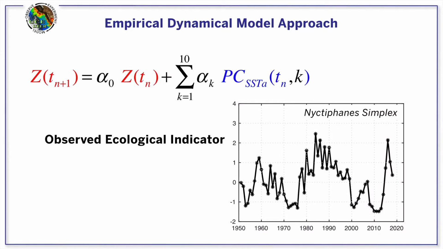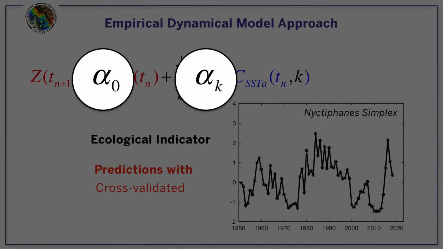And so here again is the observed ecological indicator of the zooplankton. And what we're going to do is conduct a series of cross-validated predictions. Now, what does this mean? Well, here we have in the model some coefficients that we have to estimate.